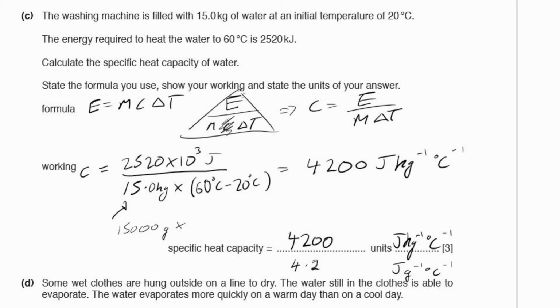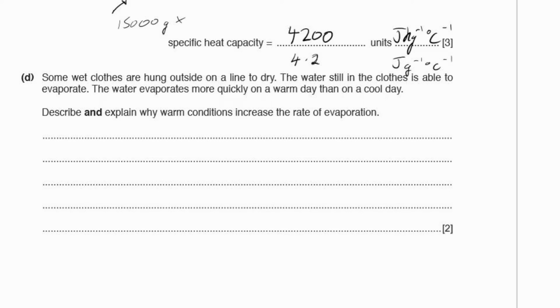Let's move on to part D. Some wet clothes are hung outside on a line to dry. The water still in the clothes is able to evaporate. The water evaporates more quickly on a warm day than on a cool day. Describe and explain why warm conditions increase the rate of evaporation. Alright, so now on these little explanation questions, something happens which has an effect, which means therefore. Let's look at it.